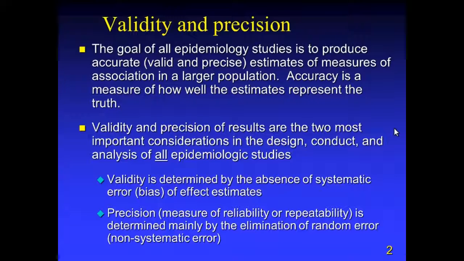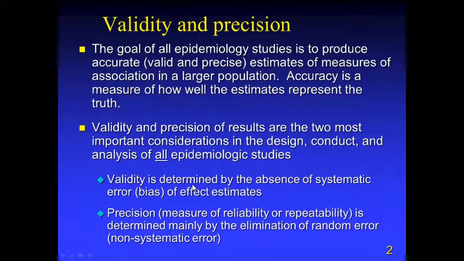So when we talked about bias and confounding, we were really referring to validity. And now that we're talking about random error, we're going to be talking about precision of results. And these are the two most important considerations in the design, conduct and analysis of really any epidemiology study.